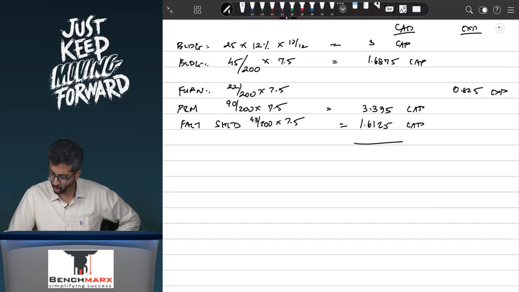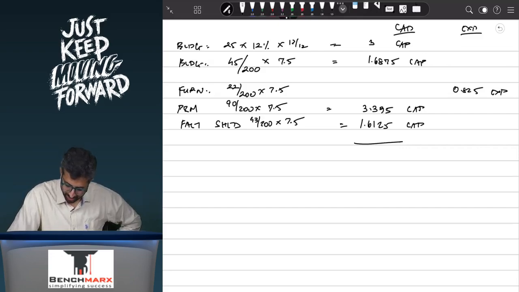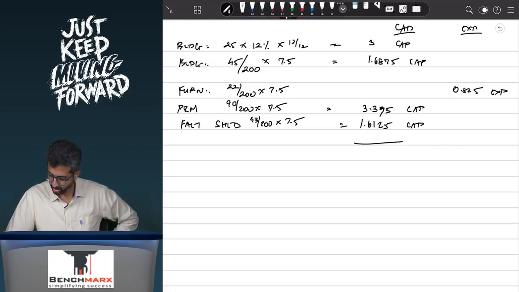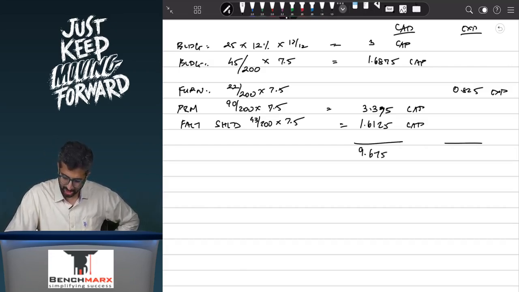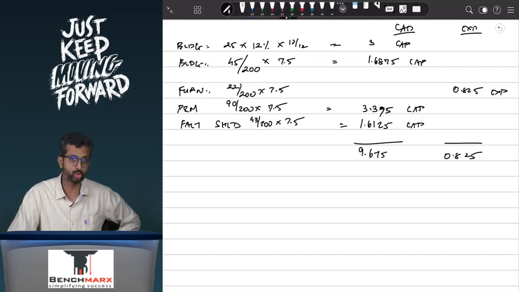So if I look at the total amount to be capitalized, this is 1.6125 and 3.375 and 1.6875 and 3, which comes to around 9.675 to be capitalized, and 0.825 to be expensed to the P&L account.